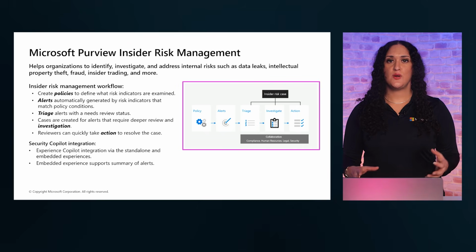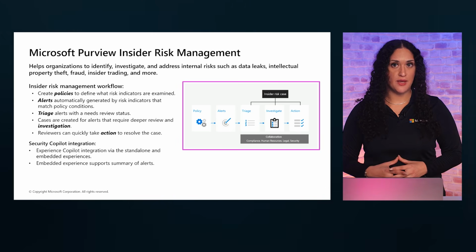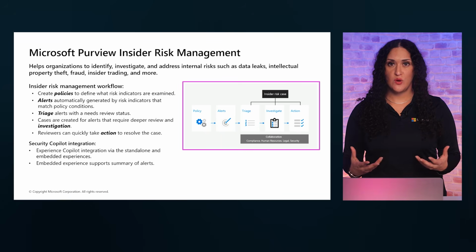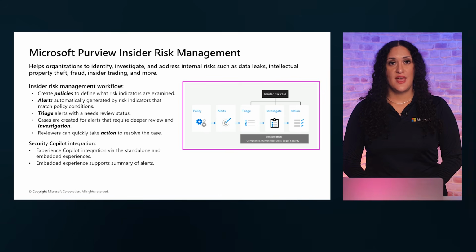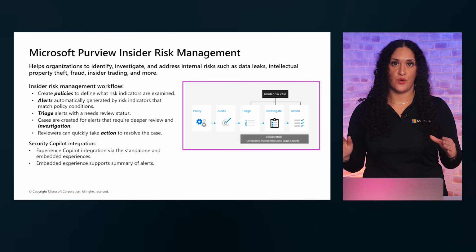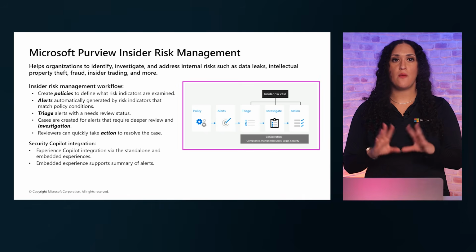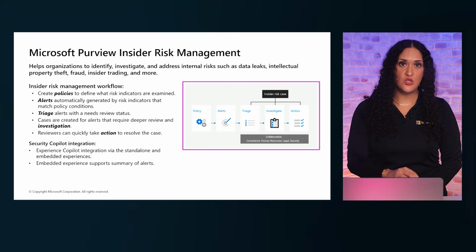For example, a security team can use Microsoft Purview Insider Risk Management to detect unusual data download and sharing activity by an employee leaving the company. Alerts are generated, triaged, and then escalated into a case, so reviewers can investigate and take appropriate action to reduce the risk of data exfiltration. Insider Risk Management works through a clear workflow that balances automation with human review. You can create policies that define which risk indicators to monitor. Alerts are automatically generated when risky activity is detected. Reviewers triage alerts that need attention, and cases are opened for deeper investigation when it's required.